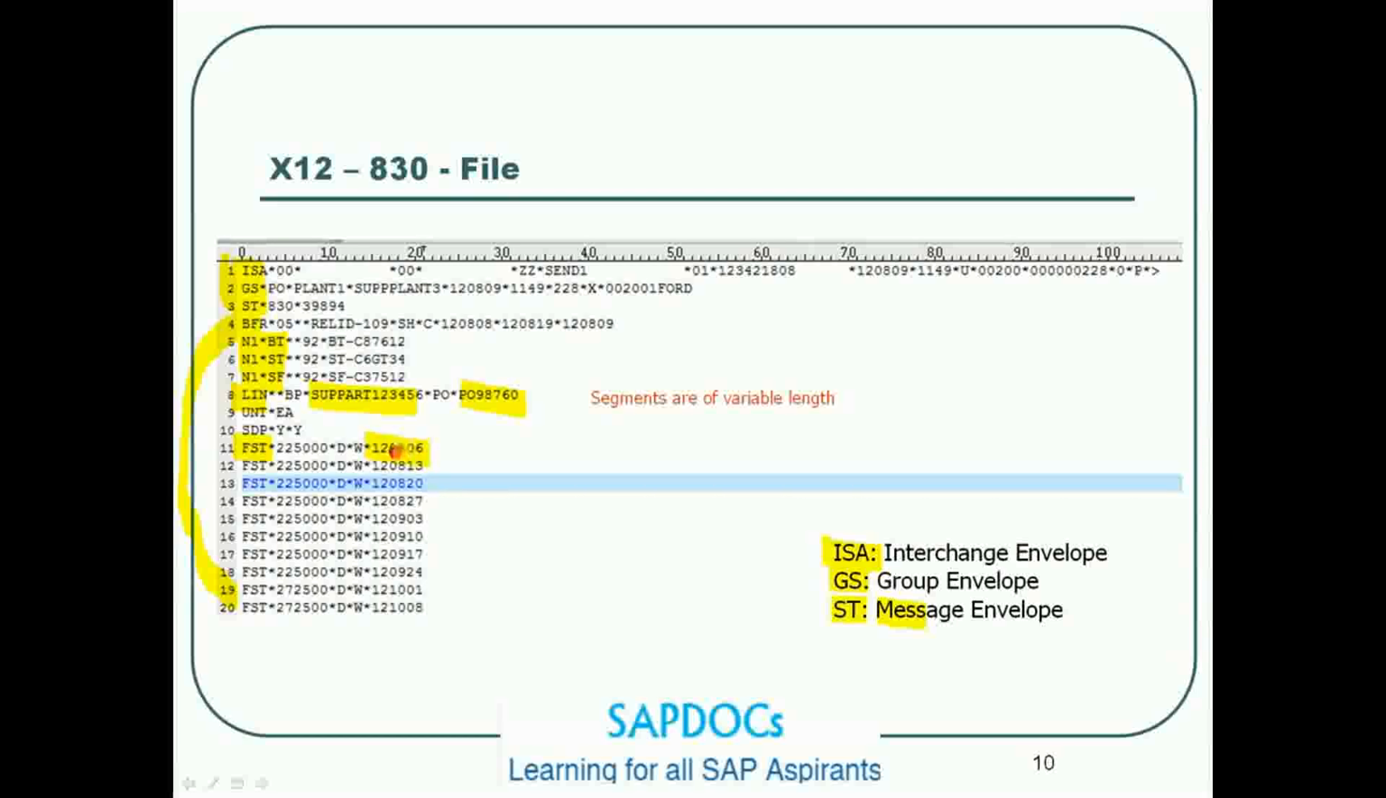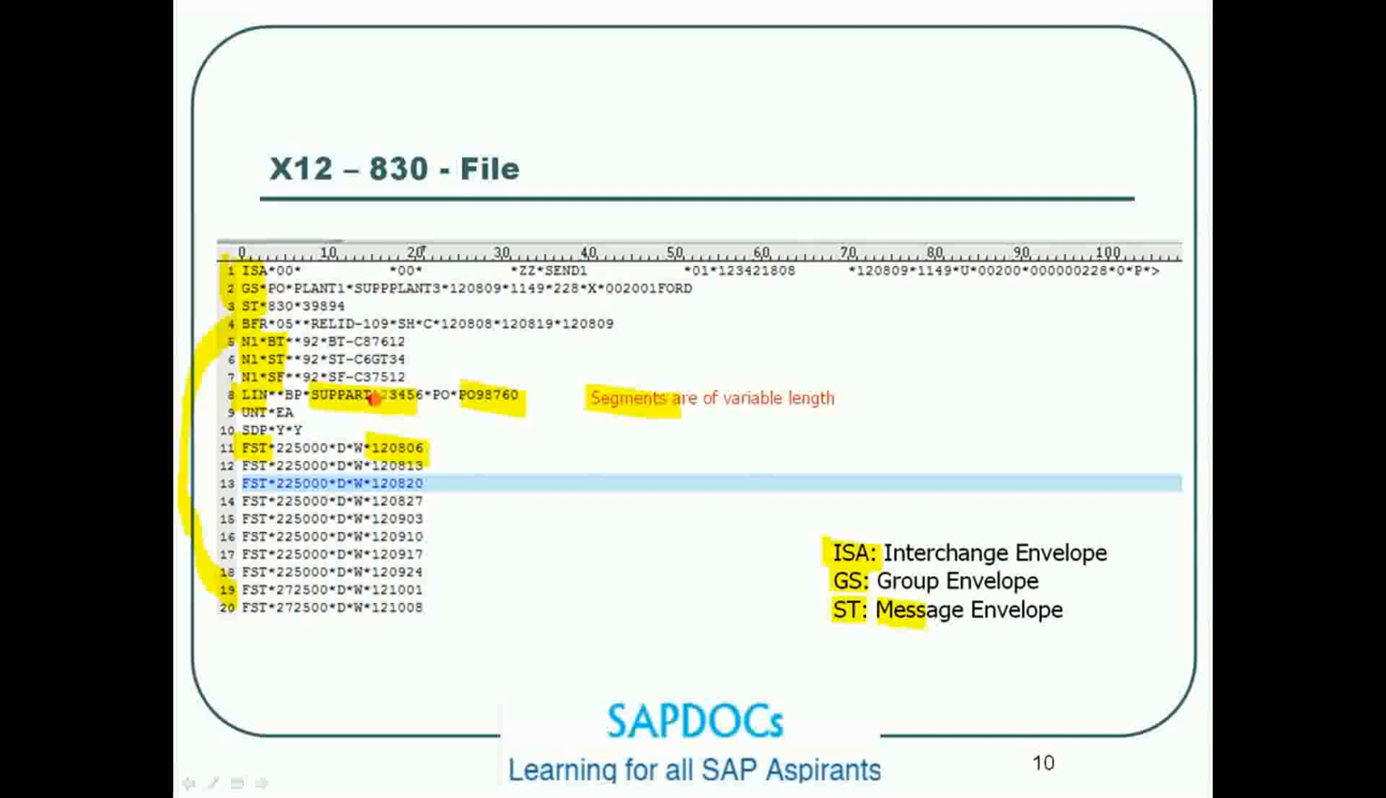So as we can see, the 830 file is a human readable file, and that follows the guidelines that were provided by the customer. Segments in the X12 file are of variable length. As you can see, BFR goes to 42 characters. You can see from here, 42 characters. N1 goes to, let's say, 19 characters. So the segments in the file are variable.